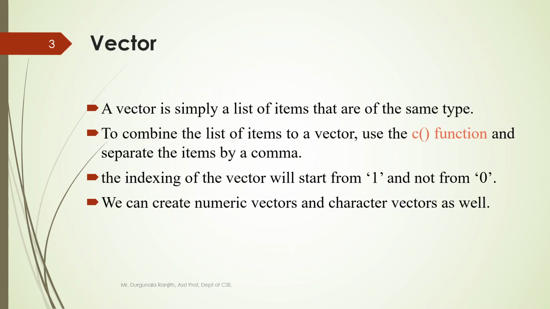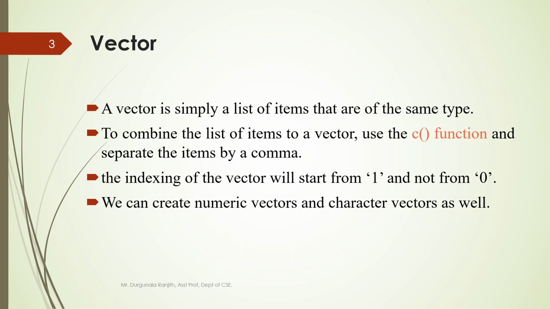Right, we'll get into the first data structure of R programming, that is the vector. Simply, a vector is a list of items of the same type. Same as an array in C programming, where an array is a collection of elements of the same type. The same way here, a vector is simply a list of data values, and all the data values should be of the same type. That is the simple definition of a vector.